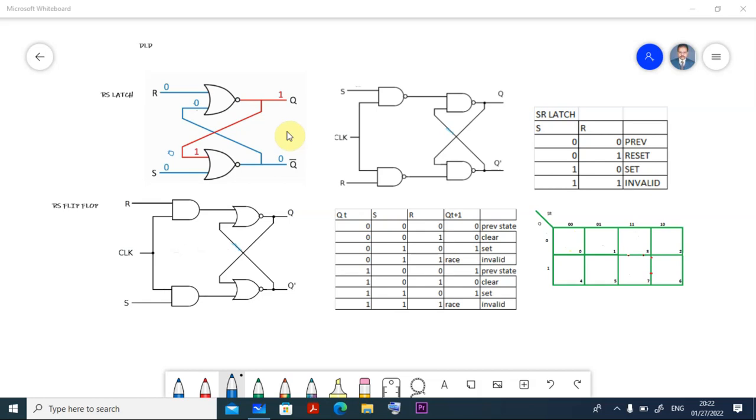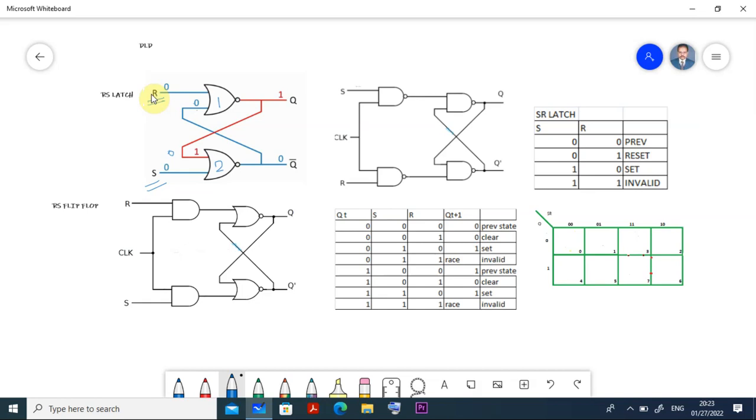A latch is made using two NOR gates. The top input we call R, and this one we call S. Here you see NOR gate number 1 and NOR gate number 2. You can see one OR gate and one NOT gate constitute one NOR gate.